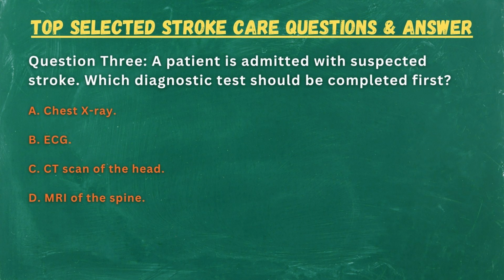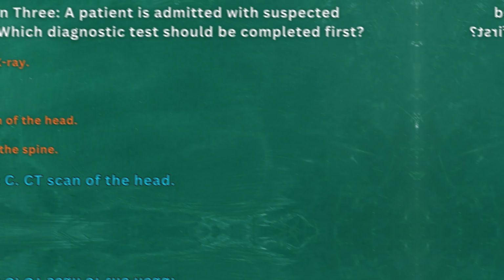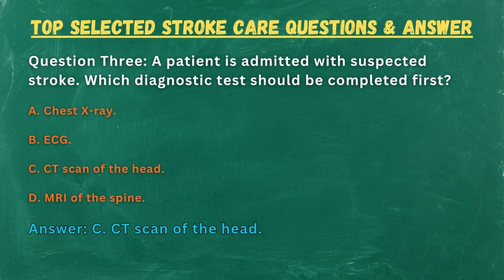Question 3. A patient is admitted with suspected stroke. Which diagnostic test should be completed first? A. Chest X-ray. B. ECG. C. CT scan of the head. D. MRI of the spine. Answer: C. CT scan of the head.